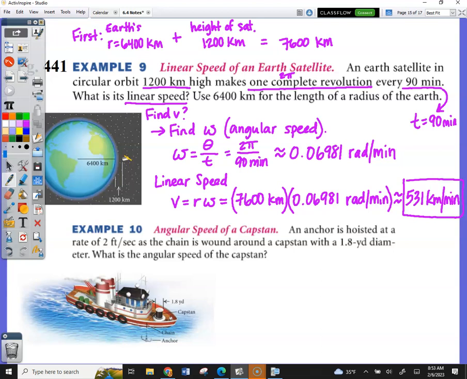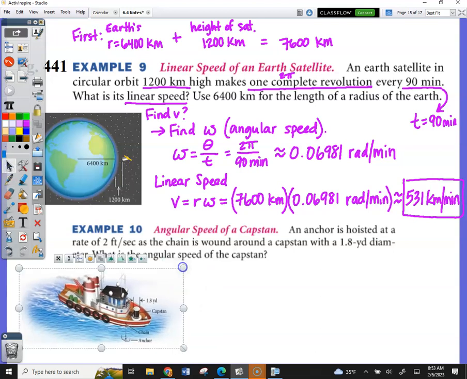An anchor is hoisted at a rate of 2 feet per second as the chain is wound around a capstan with a 1.8-yard diameter. What is the angular speed of the capstan? Okay, so you have to know what they're talking about. And there is a visual right here. The really heavy anchors, they hoist them in and it rotates around this capstan. It almost looks like a cylinder. They're telling you that as the anchor's being pulled in, wrapping around the capstan, the diameter of the capstan is 1.8 yards.